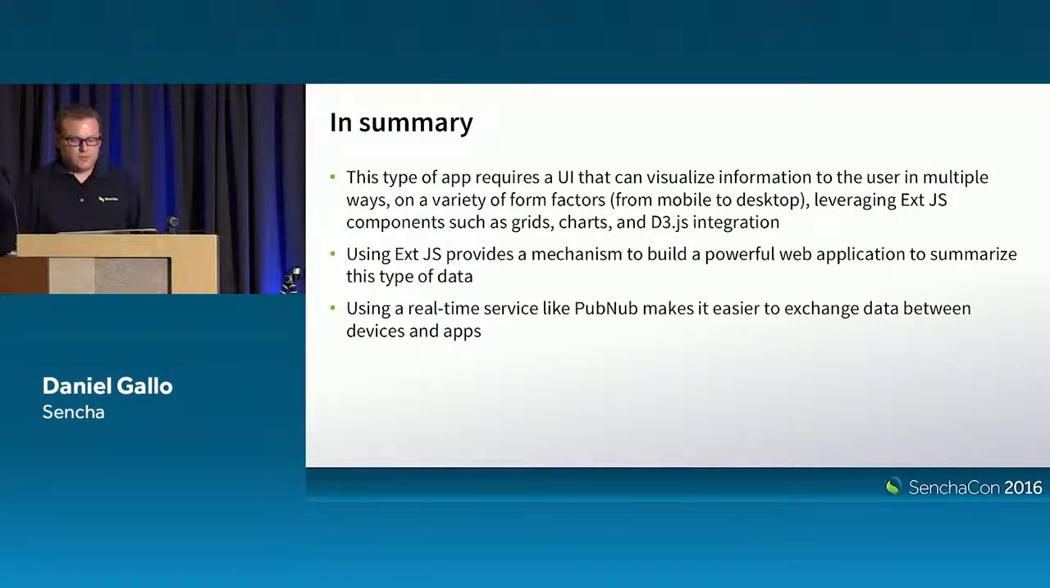So using Ext JS provides us a mechanism to build a very powerful application that summarizes this type of data. And using a service like PubNub or any of the other services like the AWS or Azure IoT services allows you to very easily exchange data between devices as well as applications. Because this application doesn't have any direct connectivity to the Edison. All it's doing is subscribing to PubNub, and the device here is publishing to PubNub. There's no direct connection between the dashboard and the Edison.